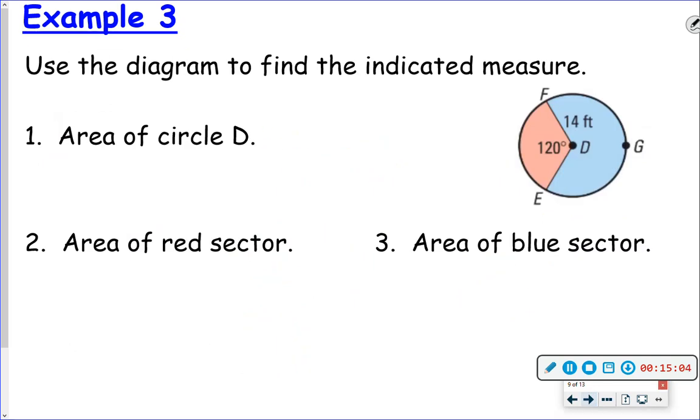So again, I don't think this copied very well. Because it's going to talk about red and blue again, maybe label R and B for them. This is where we really need color copy machines. Okay, use the diagram to find the indicated measure. First up, area of the circle. The entire circle. So what formula are you using? Pi r squared, yes, pi r squared. What's the radius on it? 14. Punch that in for me, and I rounded to the tenth. What do you got?